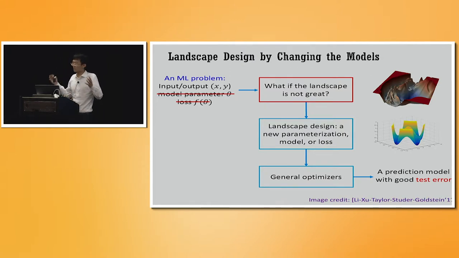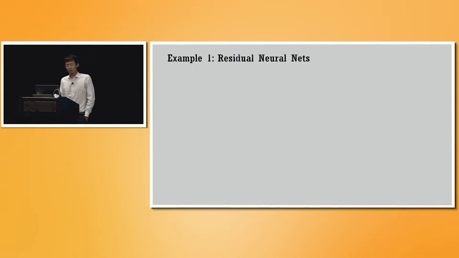For example, you could have a super, super big parametrization that memorizes all of the training examples. So you don't want to allow that in the framework. So this landscape design idea is a pretty powerful idea. And I think that's pretty much what really happens in deep learning. So let me give three examples to flesh out these ideas. So the first example is residual networks.